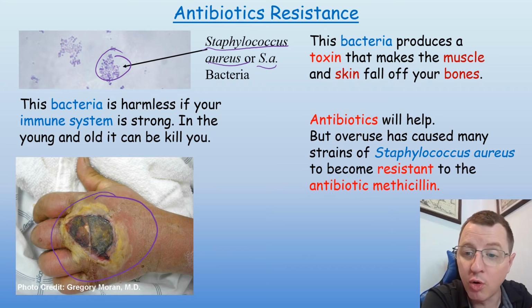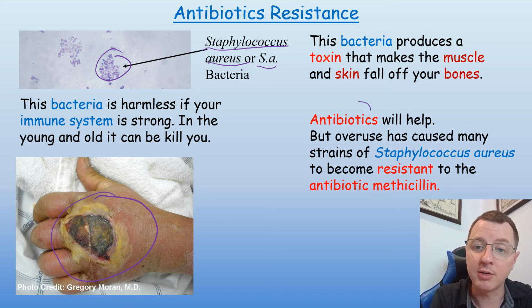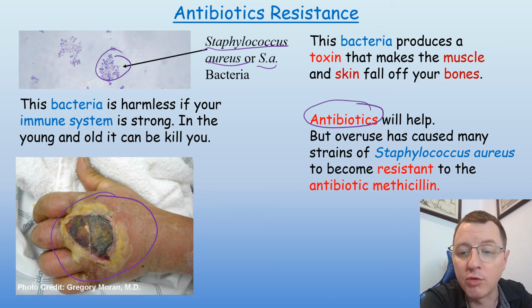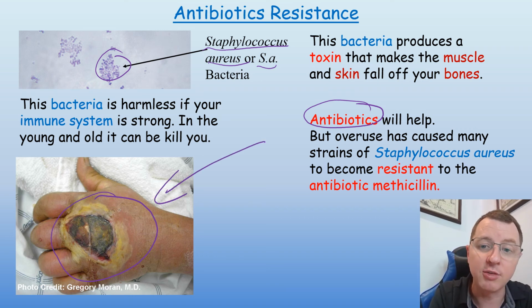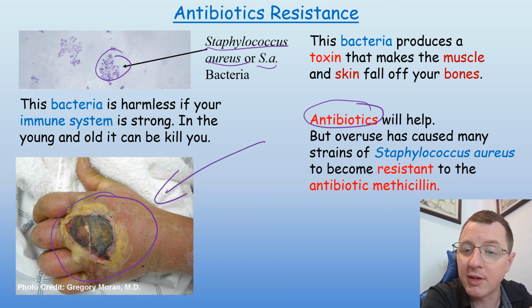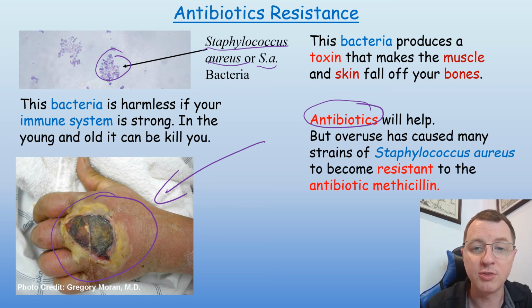However, in the young or the old, or people with weakened immune systems due to HIV infections or cancer treatments, for example, this particular bacteria can be a very, very dangerous bacteria that may even kill you. So, of course, doctors can prescribe you antibiotics to destroy the Staphylococcus aureus bacteria that's giving you these infections. However, overuse of a particular antibiotic called methicillin has caused most of the strains of Staphylococcus aureus to become resistant to this antibiotic methicillin, and so producing a new strain known as MRSA.